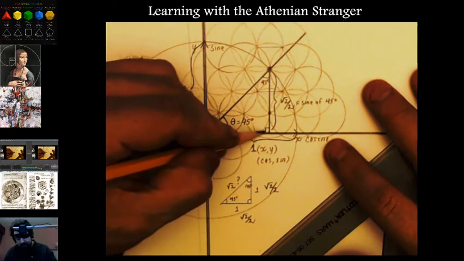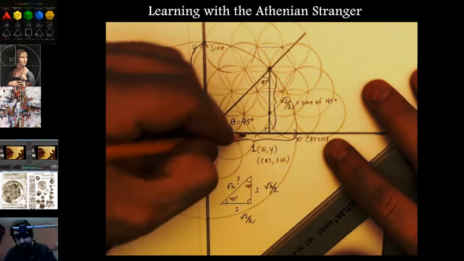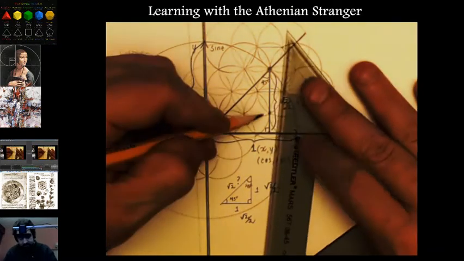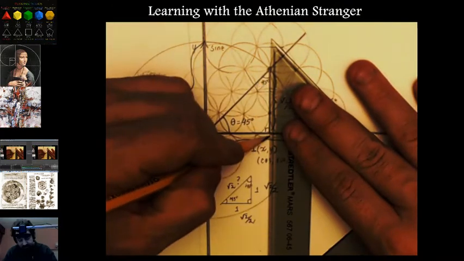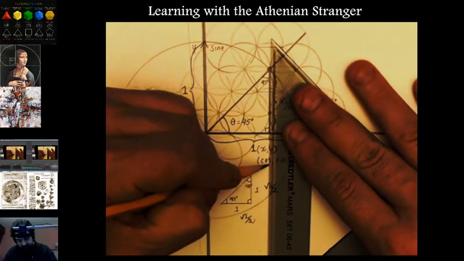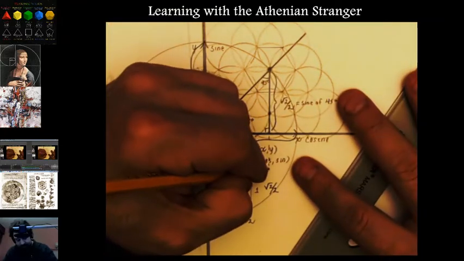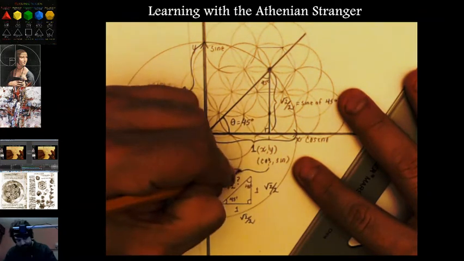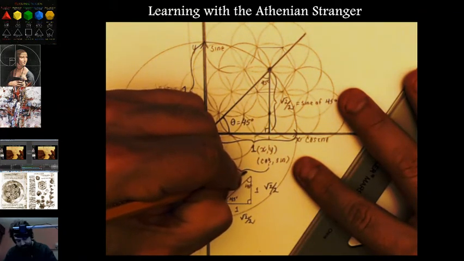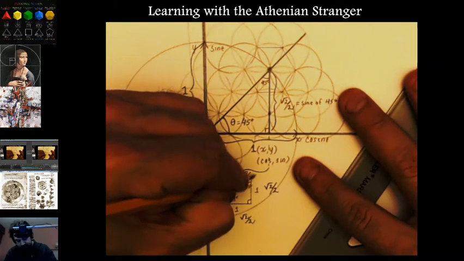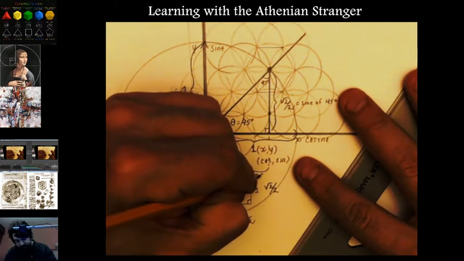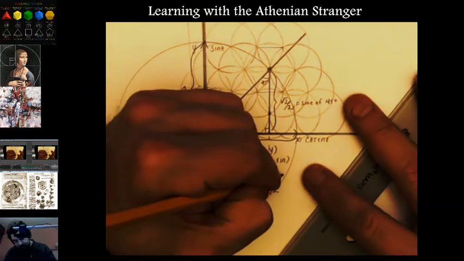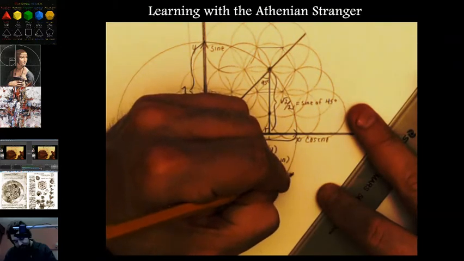And similarly, this horizontal distance down here is the square root of 2 over 2. If I can just extend my dots down a little bit, this distance is the square root of 2 over 2. And that's equal to the cosine of 45 degrees.